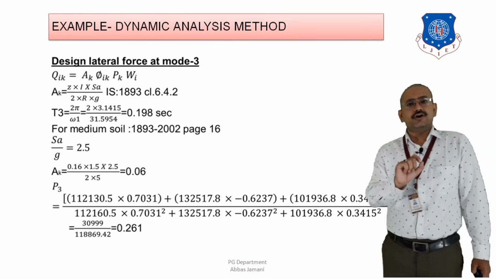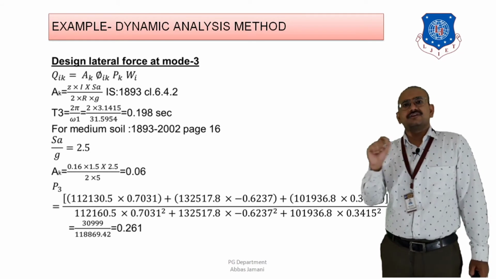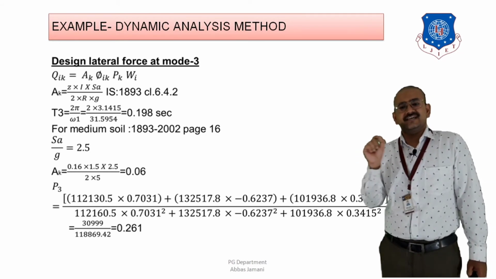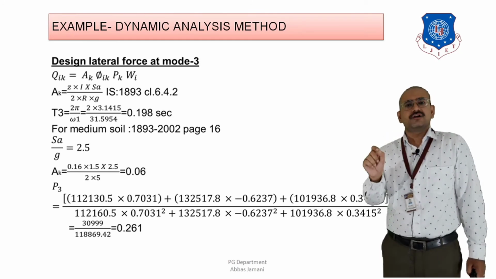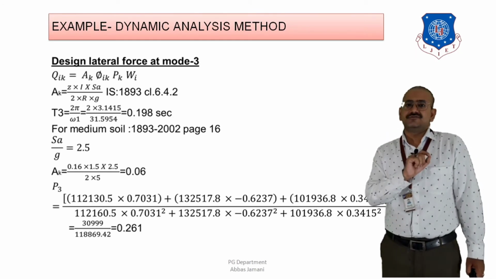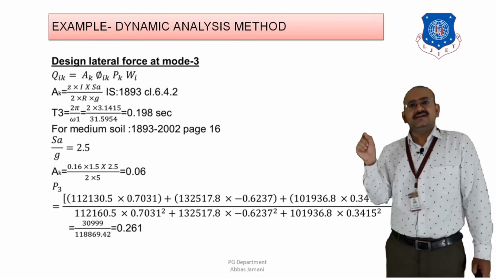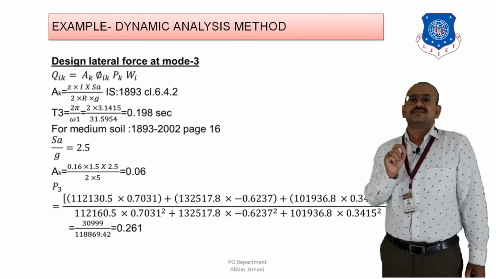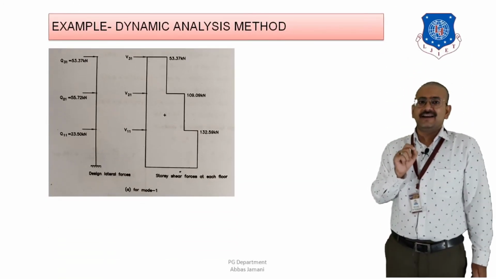So if I want to establish the relation between the time period and the total amount of horizontal force that I can expect on the building, then I can say that whenever the time period is more, the amount of earthquake force transferred to the building is less. And whenever the time period is less, the amount of horizontal force that is likely to be transferred to the building is more. Why is it more?